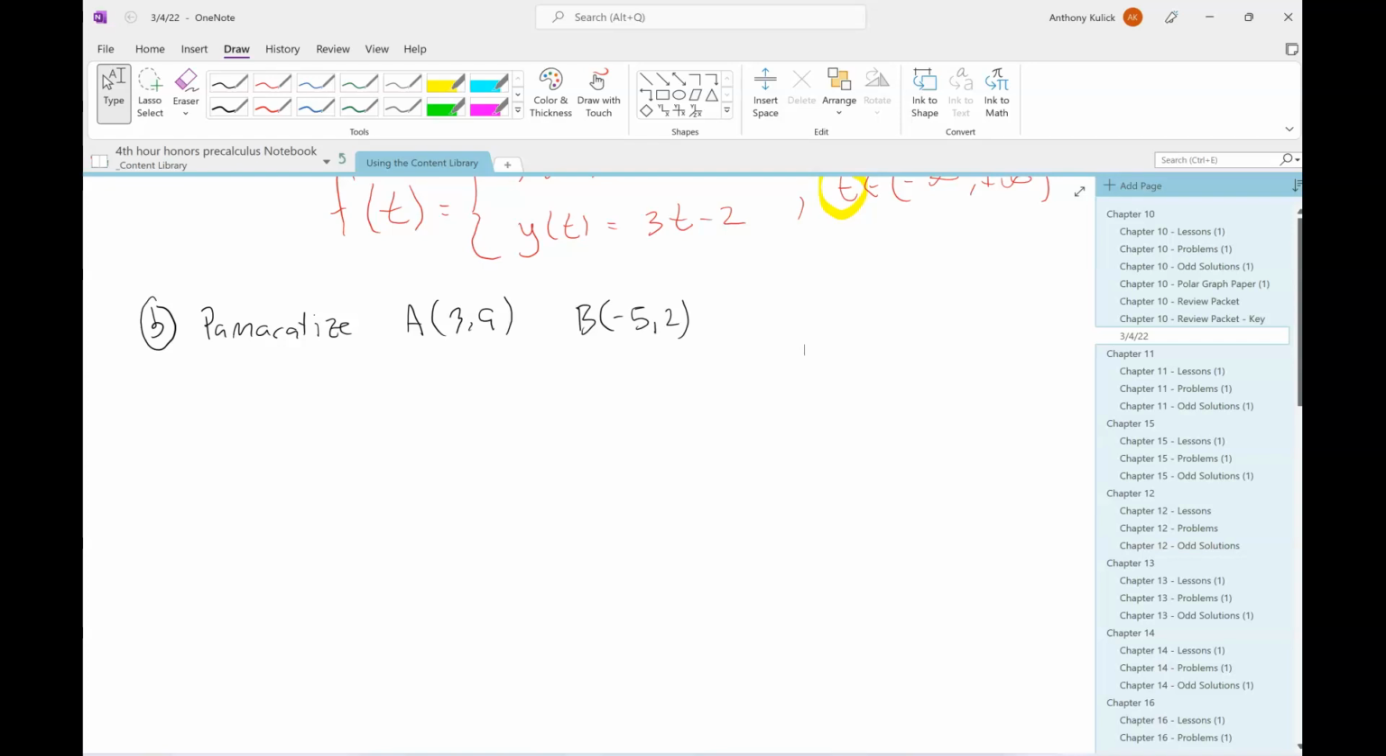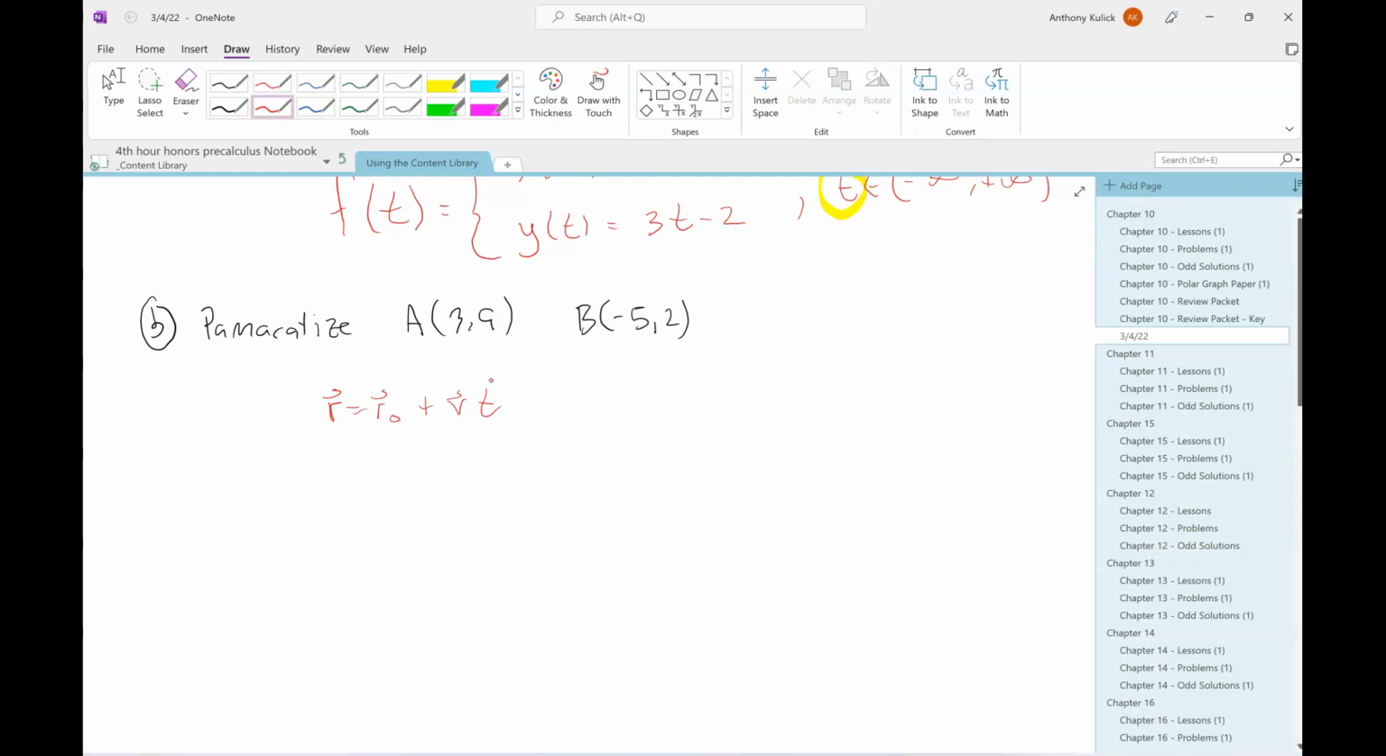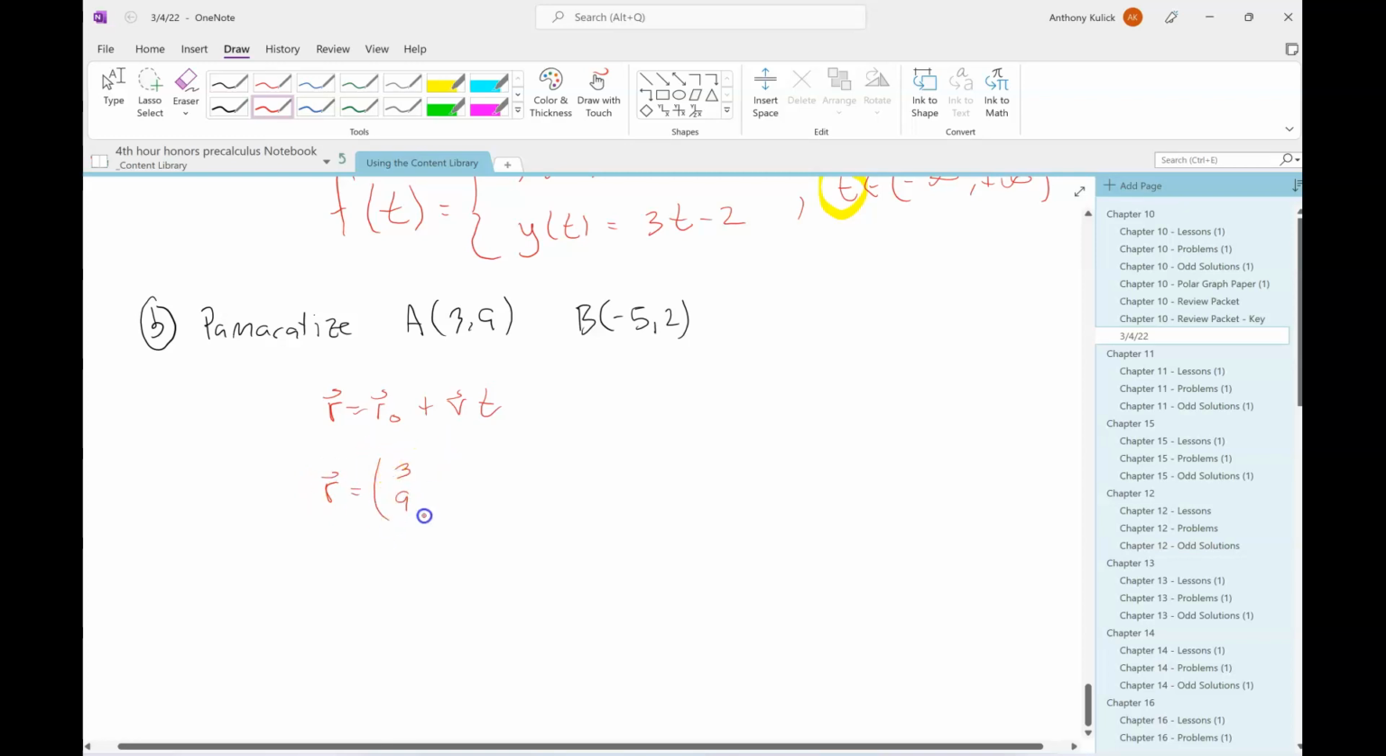What's that faster way? Use the vector equation of a line. So if we remember the vector equation for a line, that's r is equal to r naught plus vt. Remember, r naught could be either point. It doesn't matter which one. I'm just going to pick a. For v, I'm just going to use the head minus tail rule.